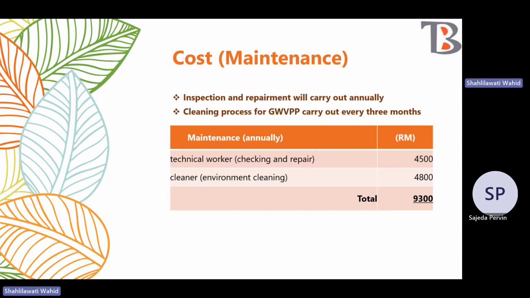Maintenance is not included in the initial cost, but we have roughly estimated the annual maintenance cost, which is about 9,300 annually. For the maintenance, inspection, and repair, it will be carried out annually, but the cleaning process for GWVPP will be carried out every 3 months.